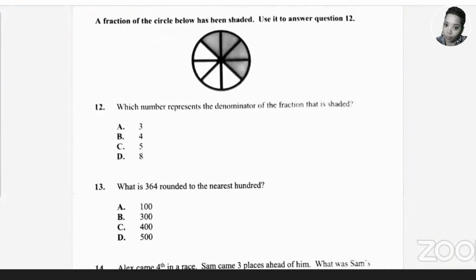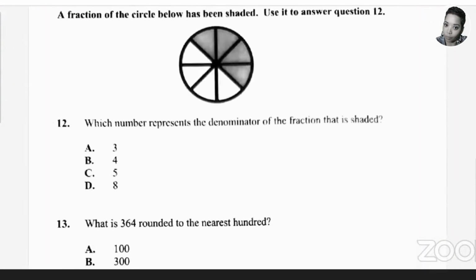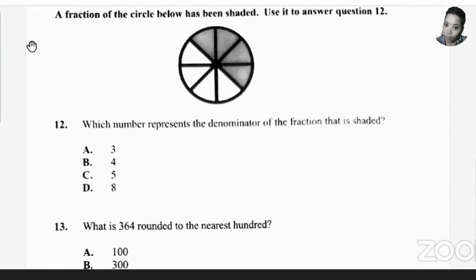Question 12. Let me make it a little bigger again. As I said, I'm just trying to make sure that for students using cell phones or tablets to look at these, you guys can see as best as possible. A fraction of the circle below has been shaded. Use it to answer question 12. Which number represents the denominator of the fraction that is shaded?